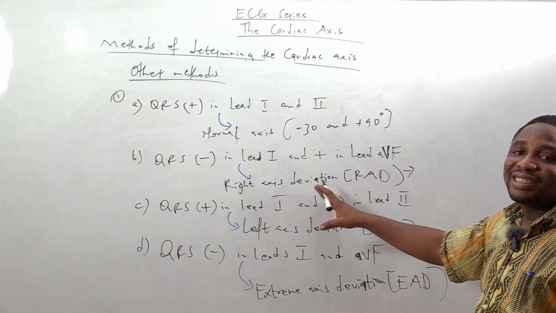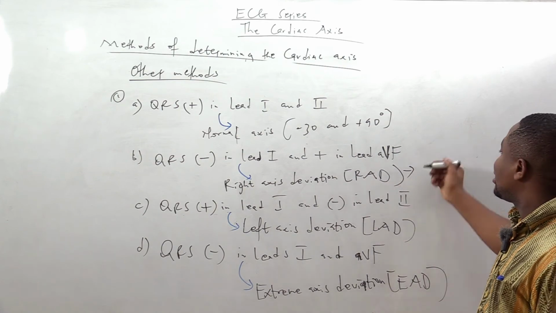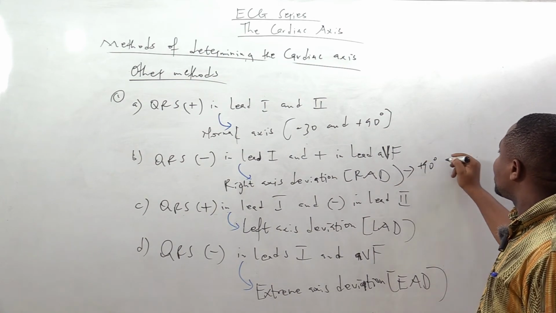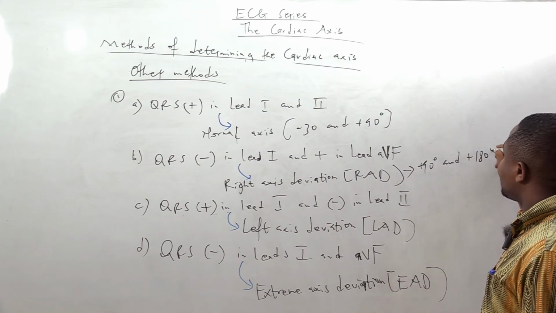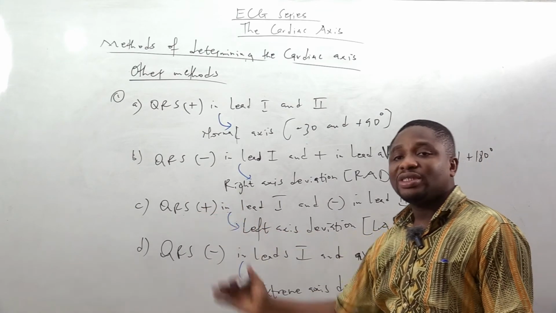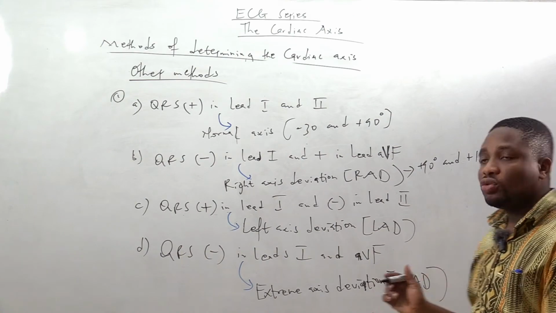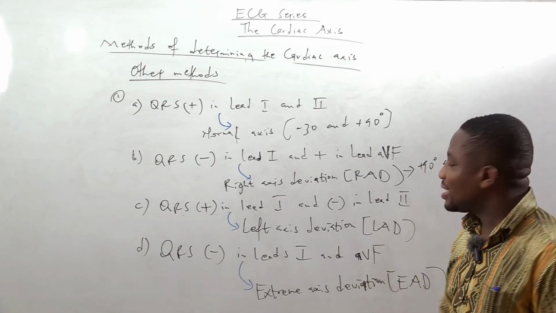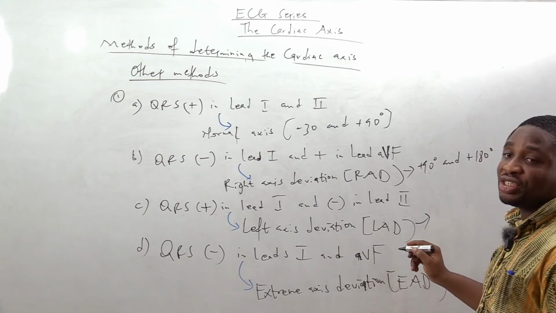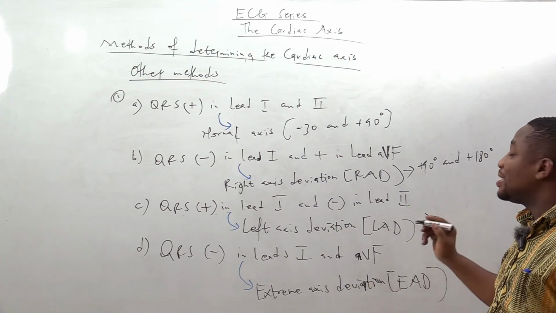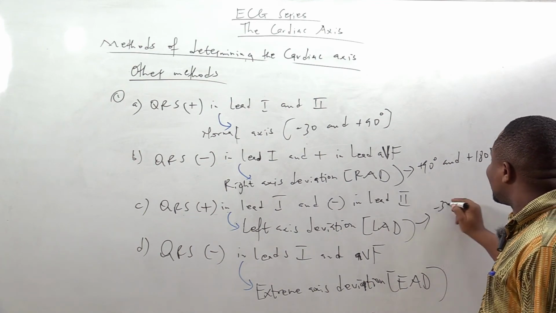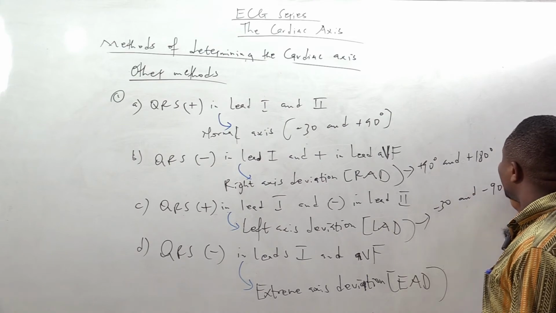We know that the right axis deviation lies between plus 90 degrees and plus 180 degrees. And if the QRS complex is positive in lead 1 and negative in lead 2, we know that that is the left axis deviation. And we know the left axis deviation lies between minus 30 and minus 90 degrees.